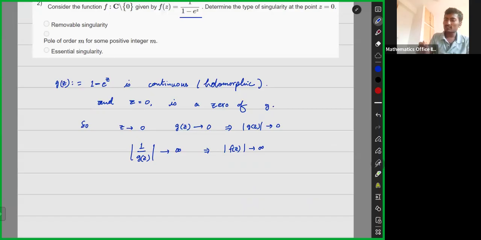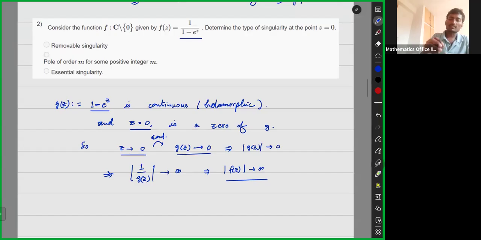Going step by step, 1 minus e to the power z is a continuous function, and we also know that when z is equal to 0, this function becomes 0. So using continuity, whenever z goes to 0, g(z) should also go to 0. Next, the modulus is also a continuous function, so again we are using the modulus property. And this is a common thing: when something goes to 0, for example 1 by n goes to 0, then n goes to infinity. So this is a basic thing. 1 by g is nothing but our f of z. That's how we prove it.